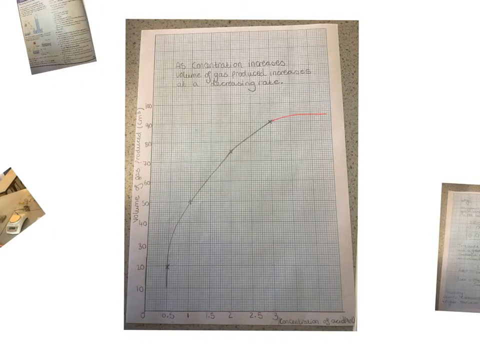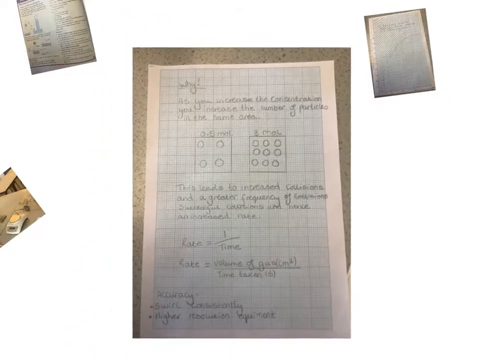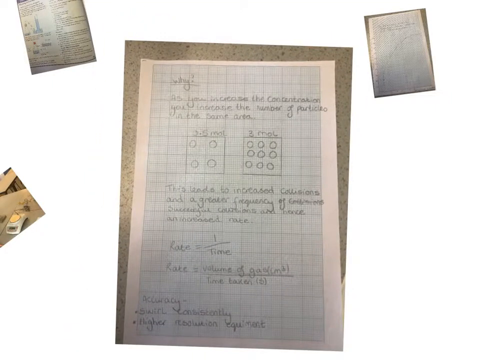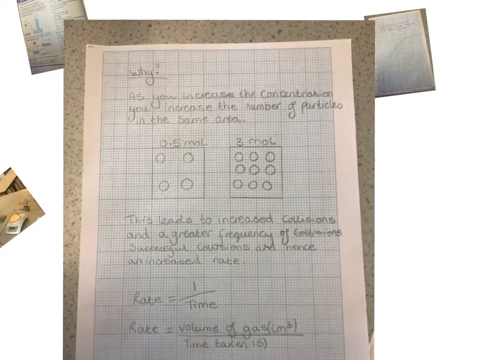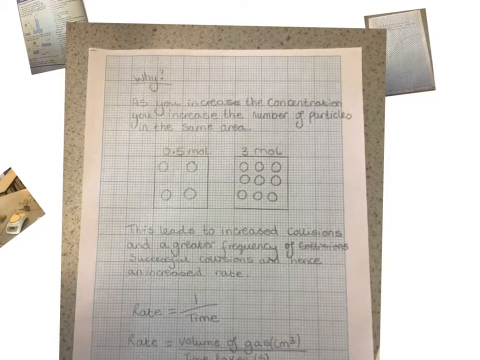They can ask you loads of different things, but one of the other things I think they might ask you is to describe why that happened. So why did, as the concentration increased, the volume of gas increase? And I've just given you a little bit of an overview there. As you increase the concentration, you increase the number of particles in the same area. And I've just drawn a little picture. So if we had 0.5 molar concentration, you'd have that many particles in the same area. If you had 3 molar, you'd have that many. That's just a diagram, it doesn't mean to be exact.